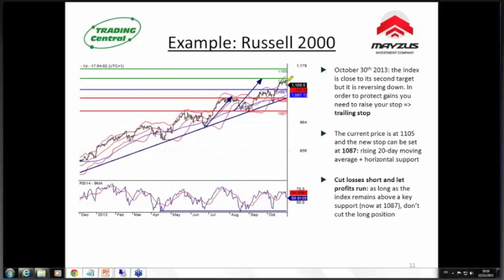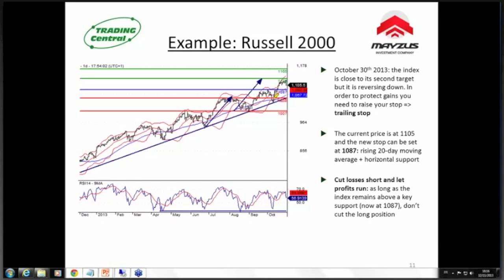So what we can do on October 30 in order to protect gains, you need to raise your stop. It's not a stop loss, because if you raise the stop, you will have a winning trade, but you need to raise your stop, and this stop should be a trailing stop. The idea is to cut losses short and let profits run. So as long as the index remains above key support, you don't have any reason to cut your long position. So you play the trend. You play the trend as long as the index remains above a key support.